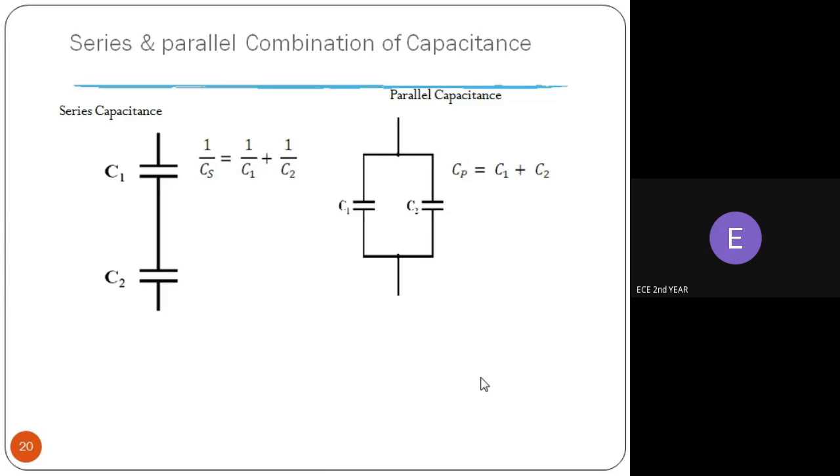So in a series combination, the total capacitance is less than the individual capacitance. The total resultant capacitance value is less than the individual capacitances. In a parallel combination, the total resultant capacitance is greater than the individual capacitance.